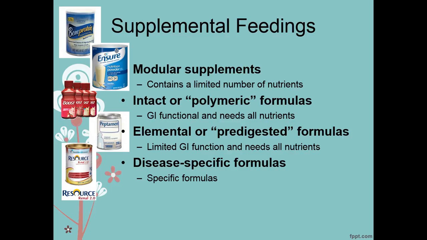Now, intact or polymeric formulas. Remember, we're still with the GI system. So this is used with a GI system that's functional and needs all the essential nutrients in a specific volume. Now you may have seen these before, heard of them: Ensure, Boost, Jevity. I've seen this used when the formula is the sole source of their nutrition, or even getting little Ensure shakes or Boost shakes in between their meals or on a meal tray.